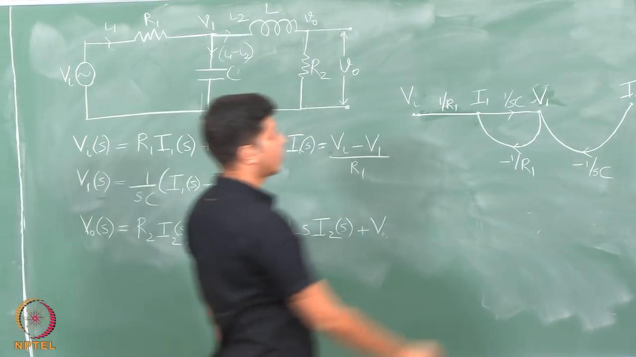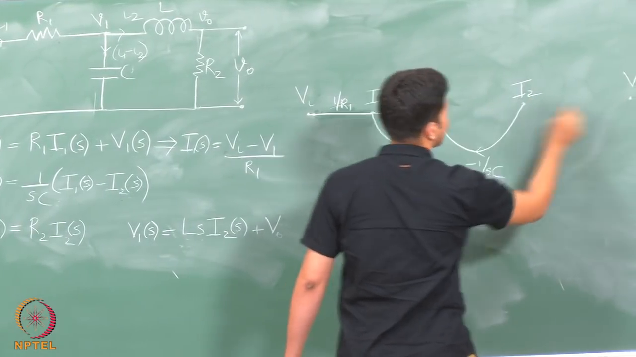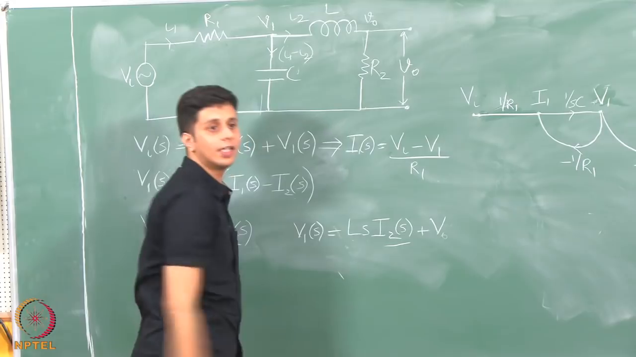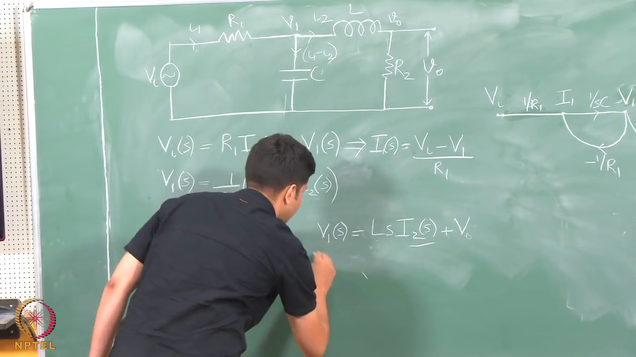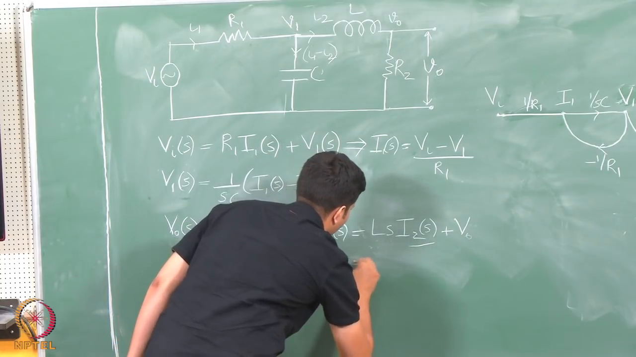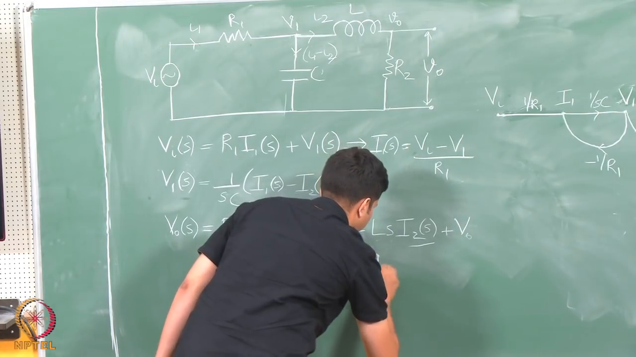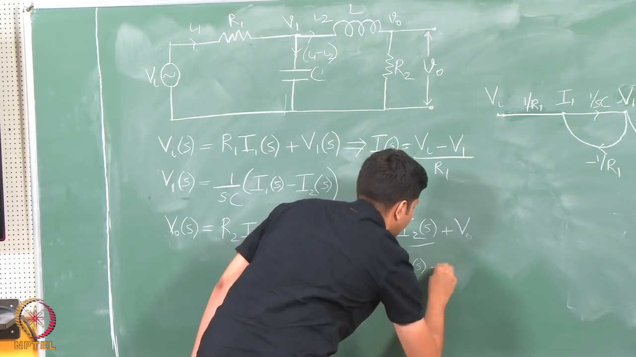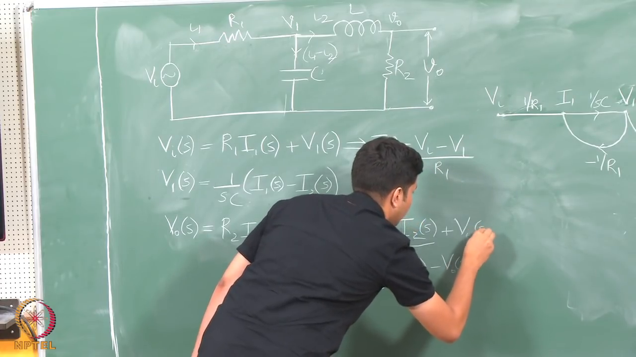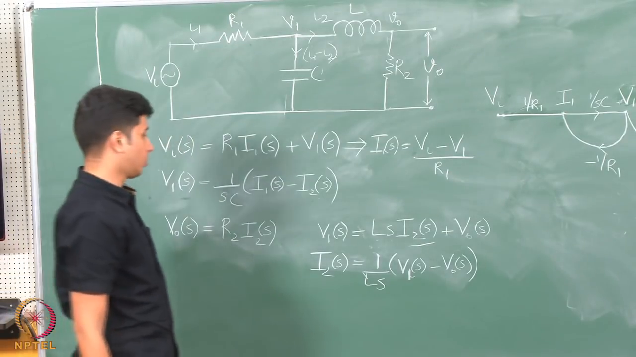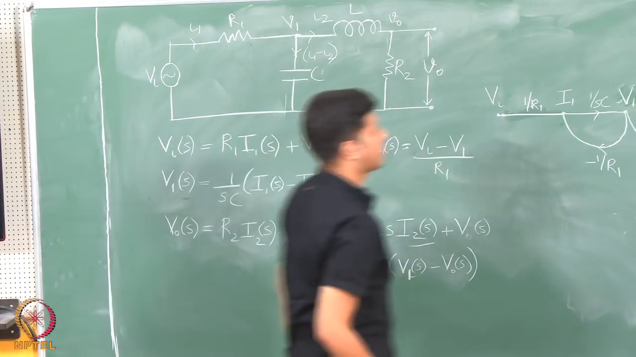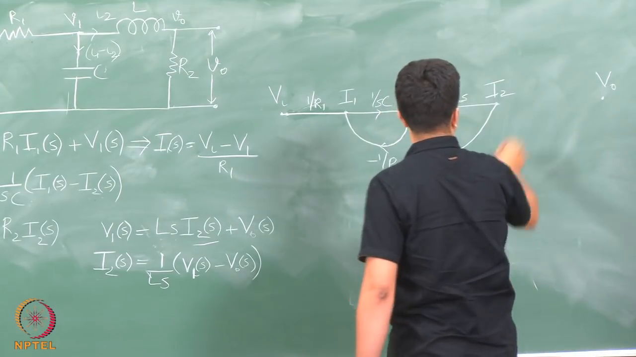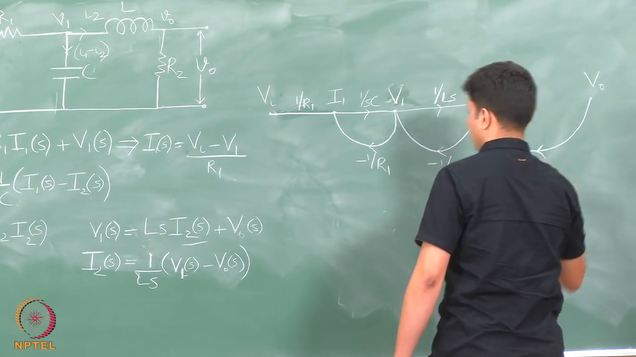So why did I write it in this fashion? Because I have to observe that in the notes I took, I2 is appearing between V1 and V0. So it will be easy to draw the signal flow graph if I have I2 in terms of V1 and V0, right? So what is I2 in terms of V1 and V0? One by LS times V1 of S minus V0 of S. Okay, so I2 is depending on V1 with a factor 1 by LS. So I can simply connect this, and it is depending on V0 with a factor minus 1 by LS.